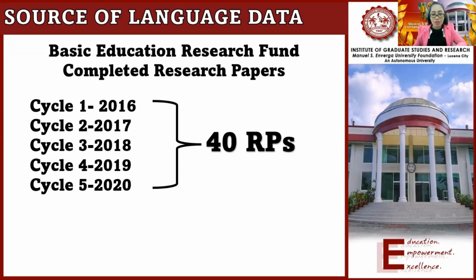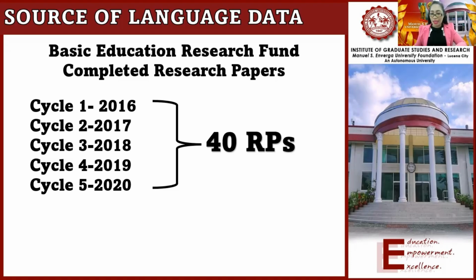40 completed research papers in publishable format from the 5 Basic Education Research Fund cycles will randomly be chosen. So topics will be segregated from DepEd research themes comprising teaching and learning, child protection, governance, human resource development, and cross-cutting themes of disaster risk reduction and management, gender and development, and inclusive education.